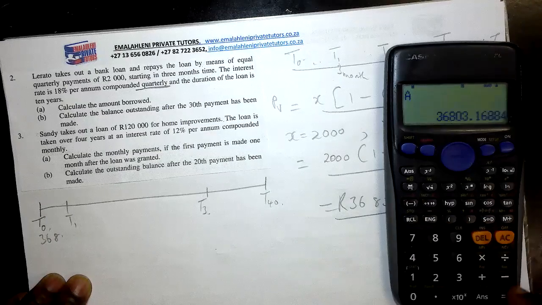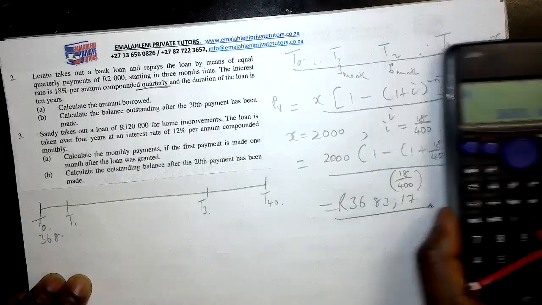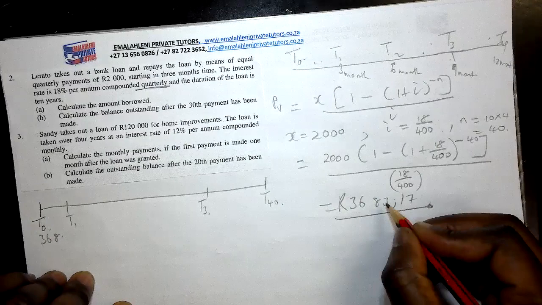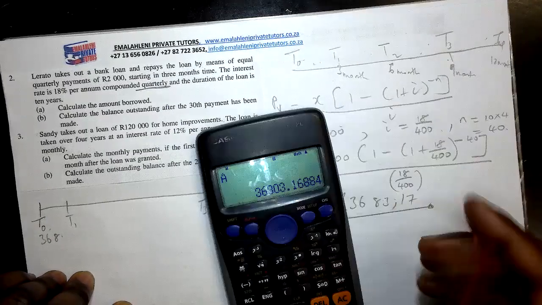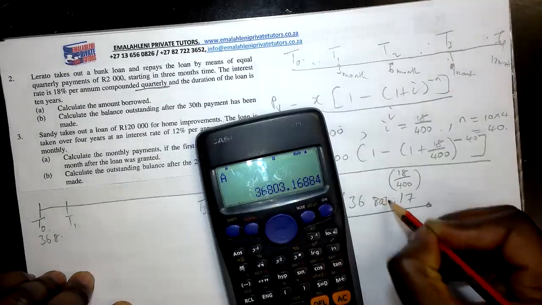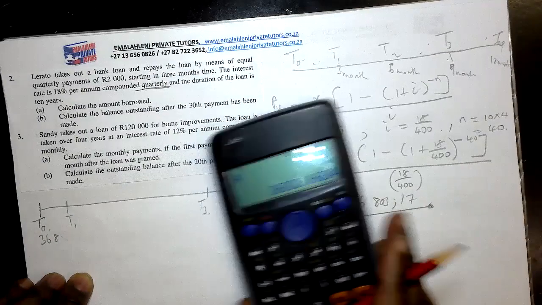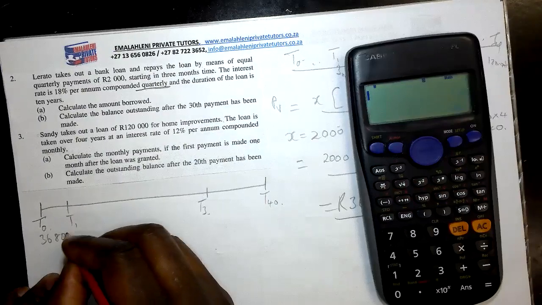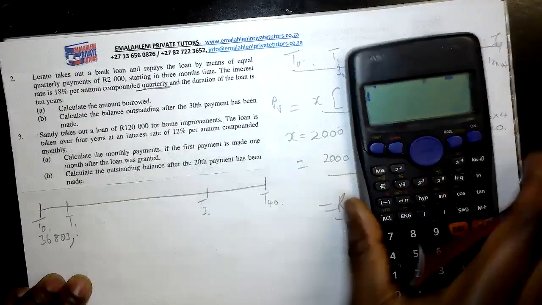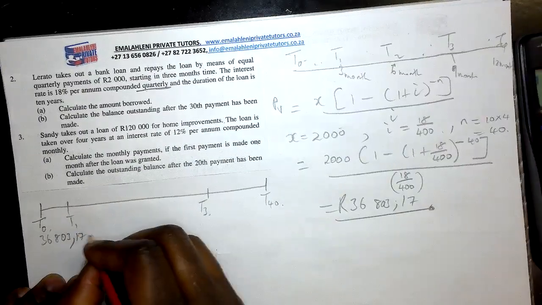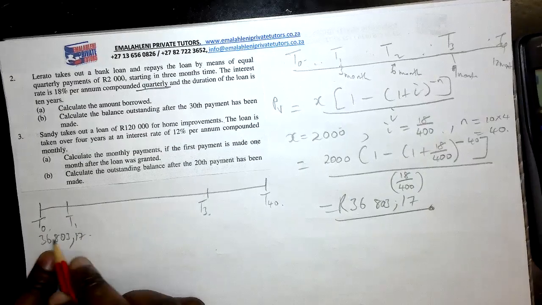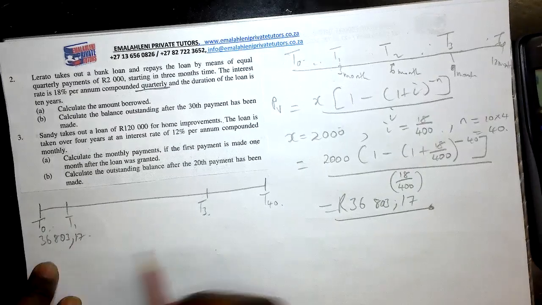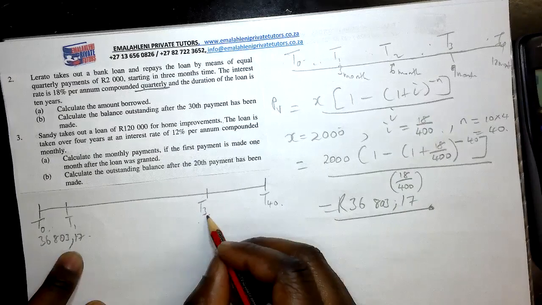Recall A. Yeah, 36,803. I made a mistake here. I just spoke about mistakes now. So you see the good thing about saving it, 36,803.17. That's what you borrowed here at T0. Then now we're saying at T30, we are looking at PV there.